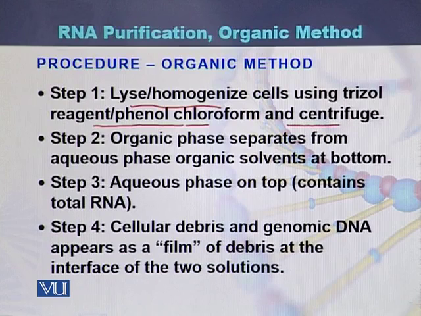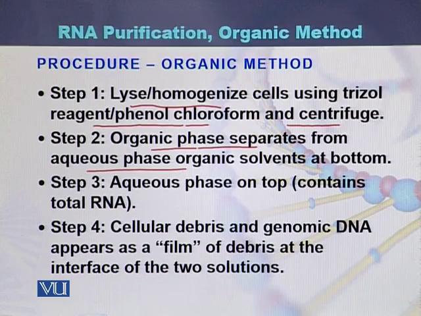During the second step, because there is phenol chloroform or TRIzol reagent, due to the presence of that reagent, the organic phase separates from the aqueous phase. So organic solvents are at the bottom, while RNA is present in the upper phase, which is aqueous. By the presence of organic compounds, there are two phases. One is the aqueous phase, which is on the upper side, and the second is the organic phase, which is at the bottom of the tube.